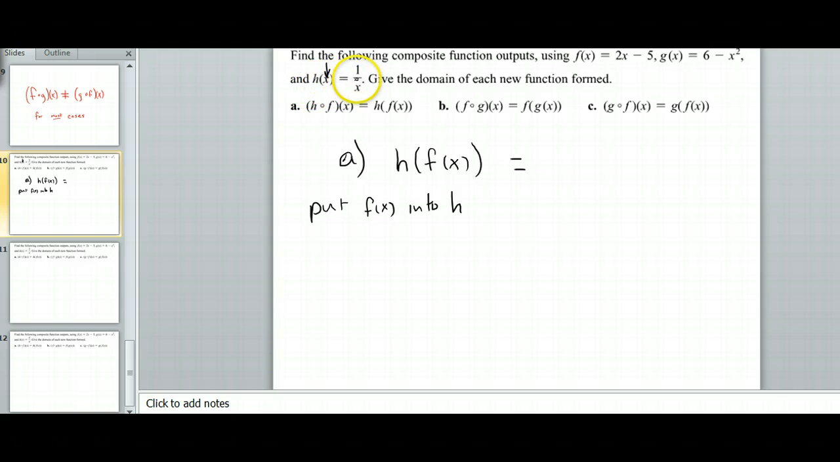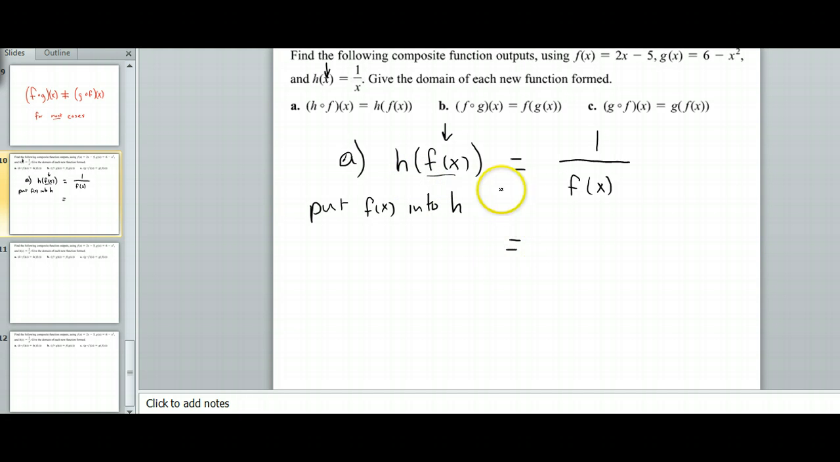It puts that input in the denominator with a numerator 1. Well, what's the input? F of x. So f of x goes into the denominator of a fraction with a numerator 1. That's what h does to any input. It just so happens that the input this time is another function.